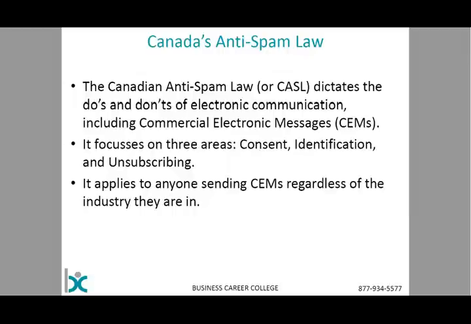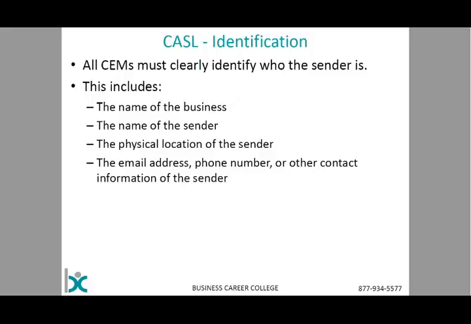The second regulated part of commercial electronic messages is identification. And like I said, identification is about identifying the business that's sending that message. So let's look at some more specifics on what's required. We are required to identify 4 main things when we send a commercial electronic message. These 4 things are intended to clearly identify who the sender is. The first thing is the name of the business. In every commercial electronic message, you want to identify the name of the business.